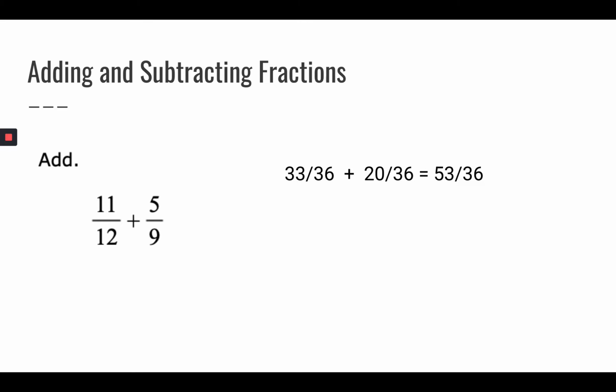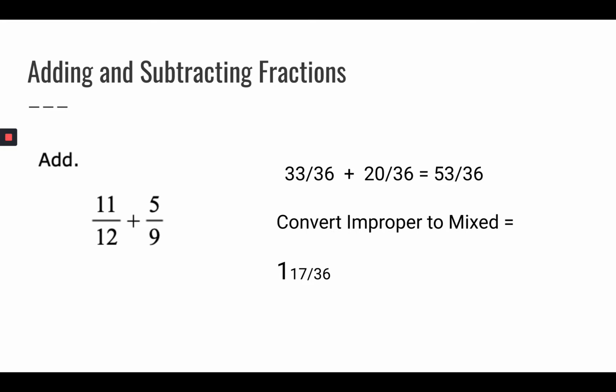Now, once the bottom numbers are the same, you just add the tops. And I threw this one in because this can happen. You might have to regroup it. 53 over 36 is a good answer, but it's not the final answer in this case because in this specific example, you've got an improper fraction. You now have to change it to a mixed number. 36 goes into 53 once. You take the remainder and put it back over 36. 1 and 17 over 36.